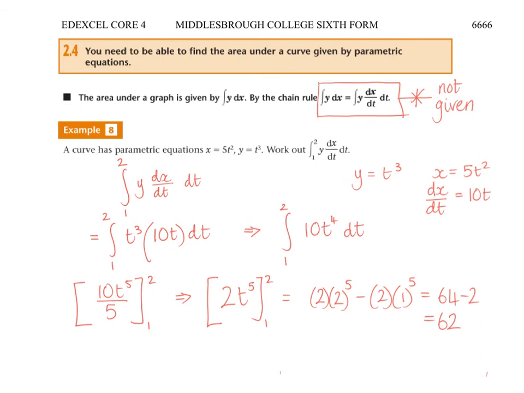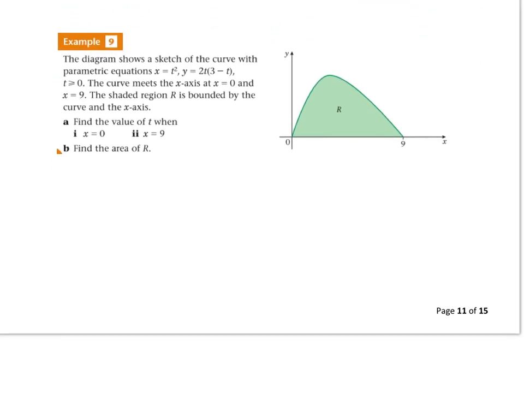Moving on to example 9, we've been given a diagram in this one, but it's the Cartesian diagram, and the equations that we've been given are the parametric form: x equals t squared and y equals 2t times (3 minus t). The other thing to note is that t is greater than 0, so we're going to have to find limits, because we have to integrate between upper and lower limits of y dx by dt with respect to t. So these limits have to actually be t values, but what we've got from our diagram are x values. This is when x equals 0, and at that point there it's x equals 9.